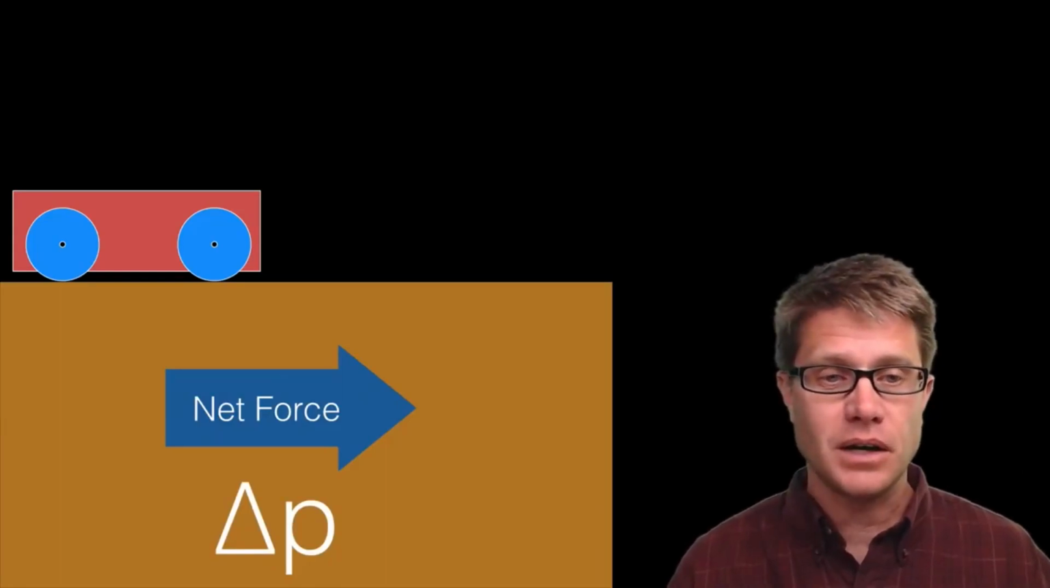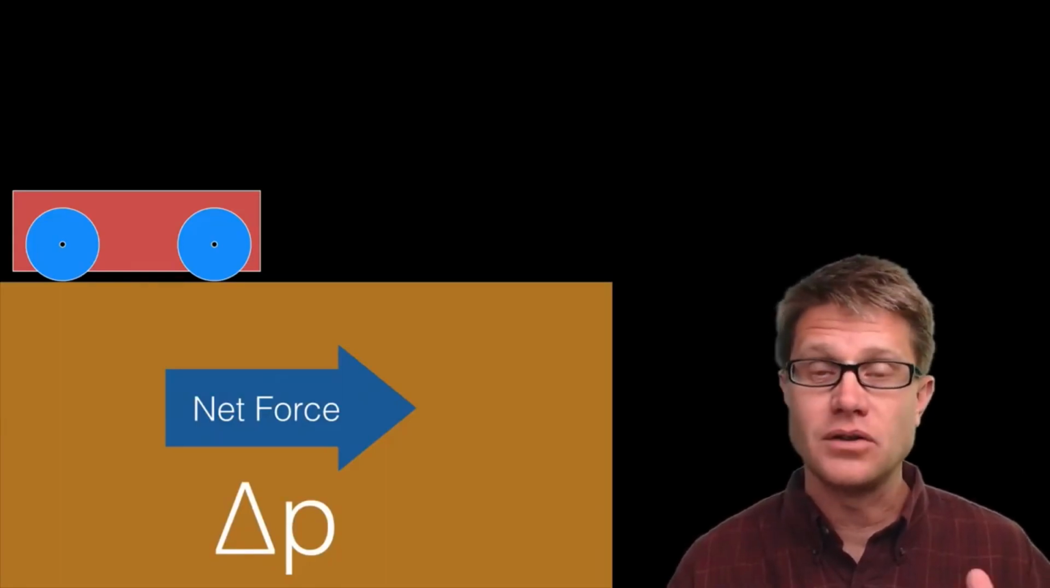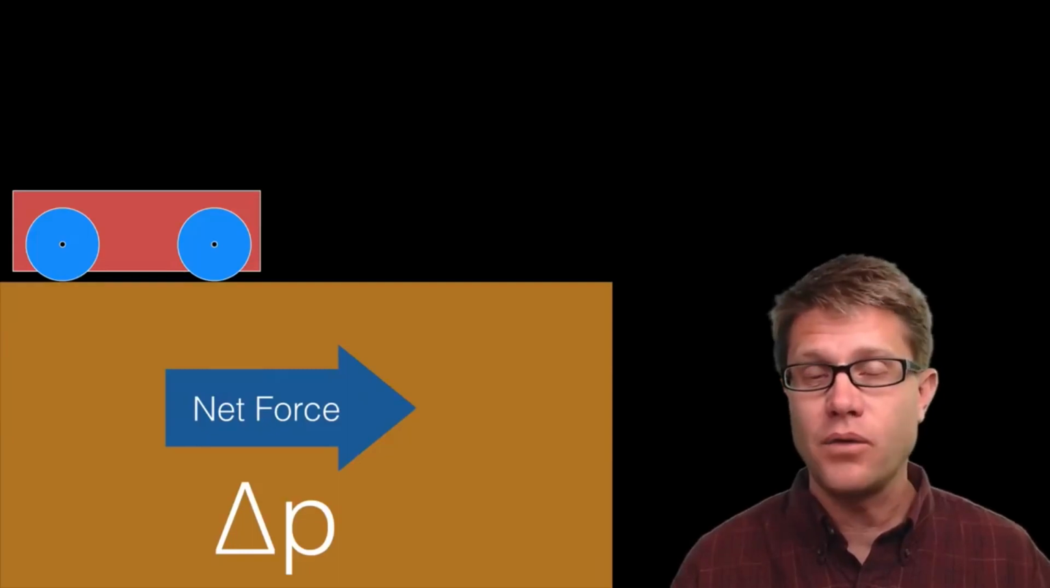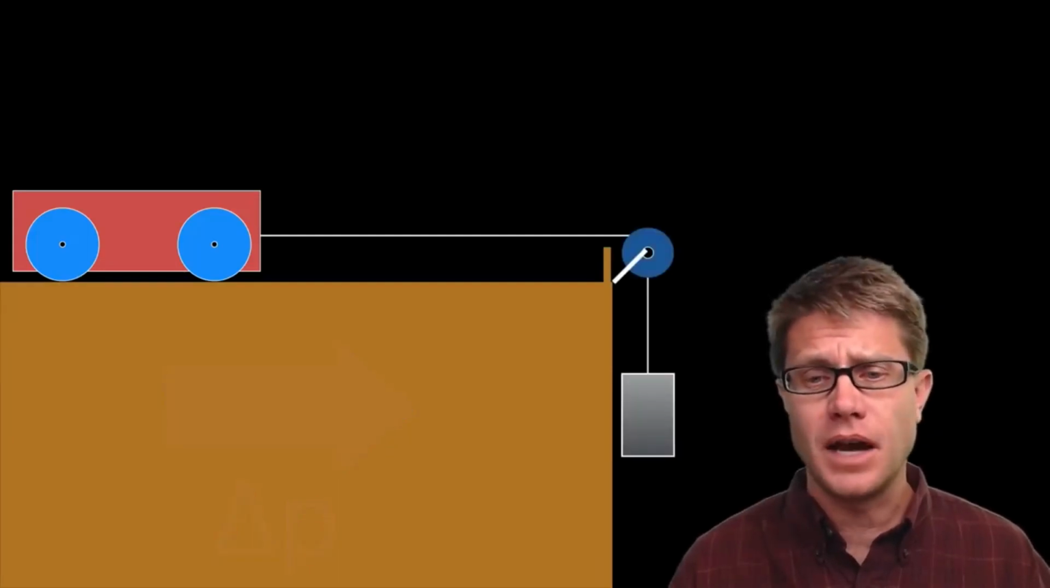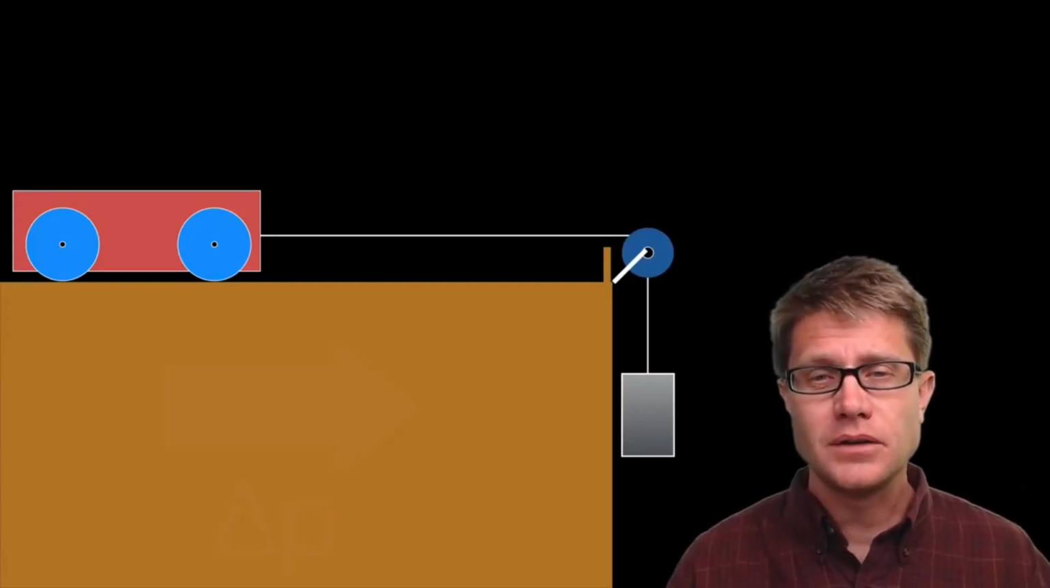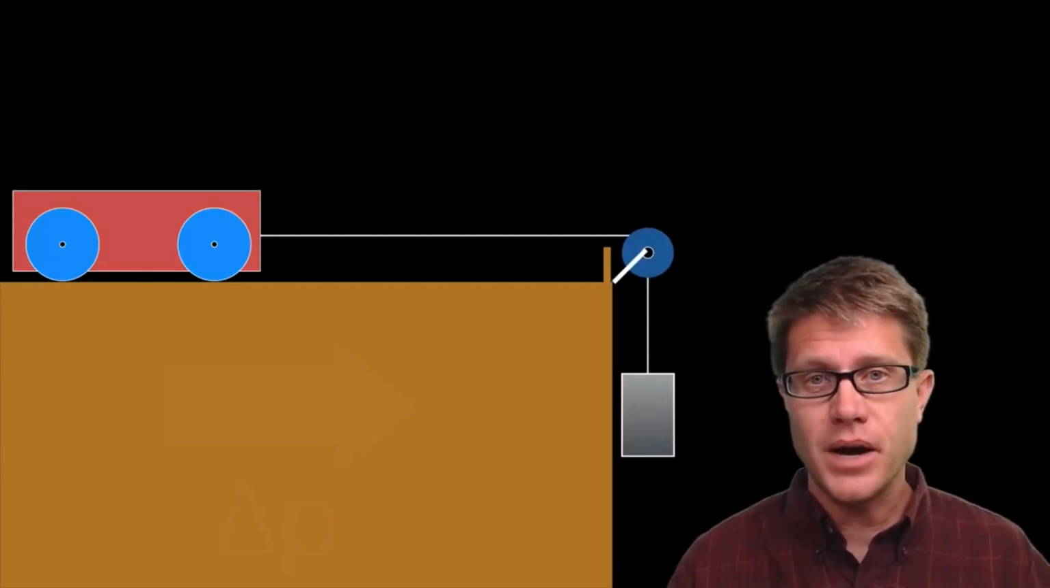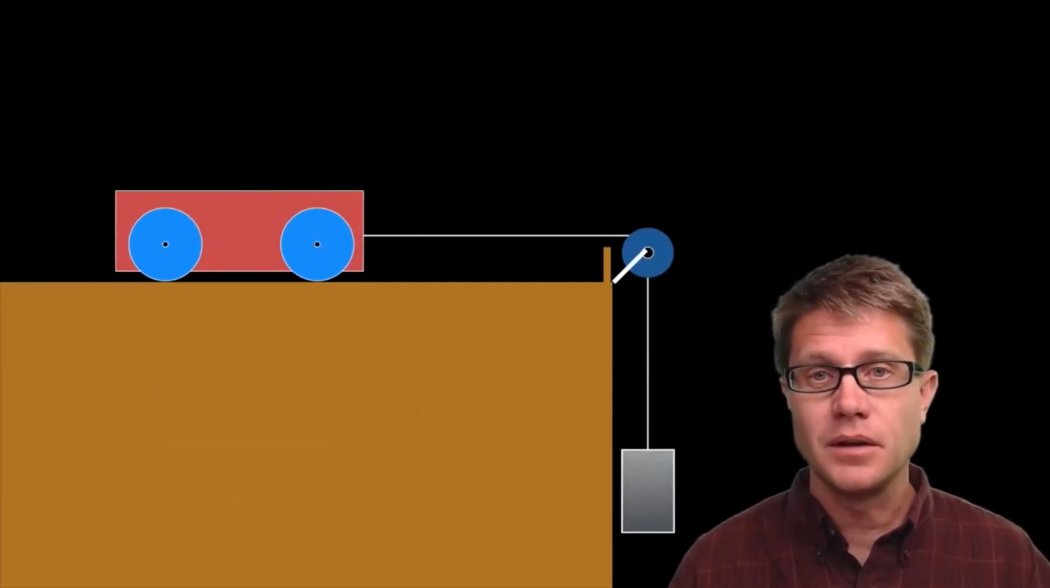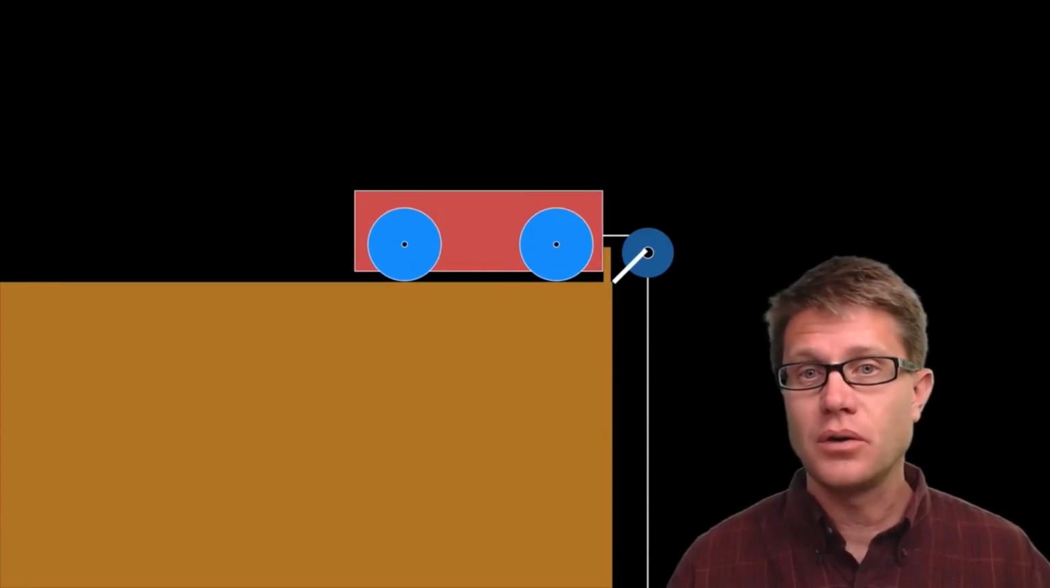And so let's say we have an object like this, a cart that's at rest. It has no momentum, but we apply a net force to it. How would we do that in a physics lab? We're just going to connect it to a weight. And so now we're going to apply a net force to the right. What's going to happen to our momentum? It's going to increase to the right.